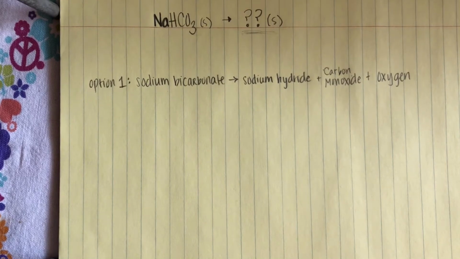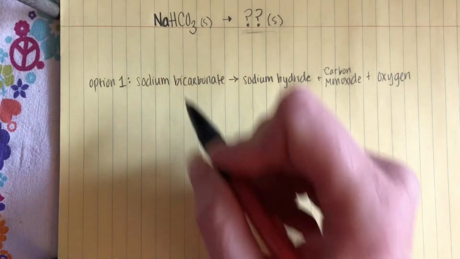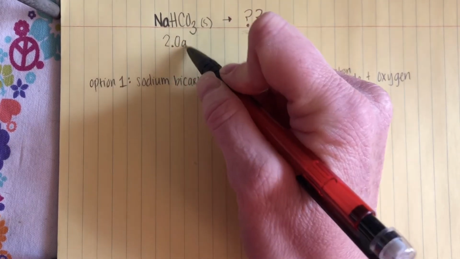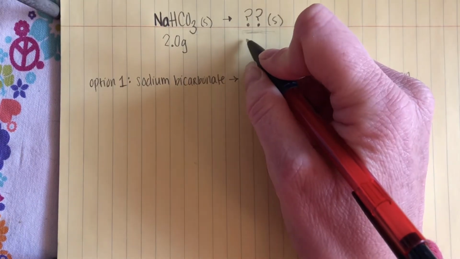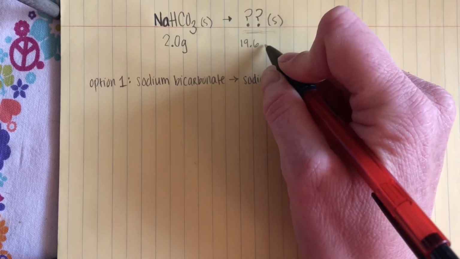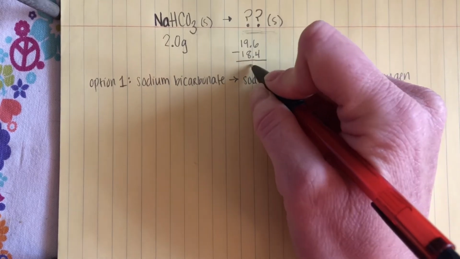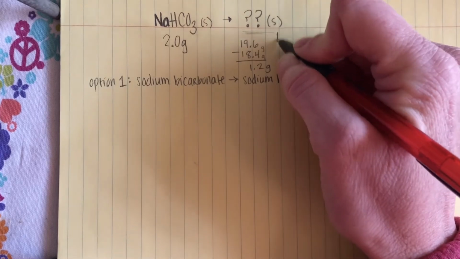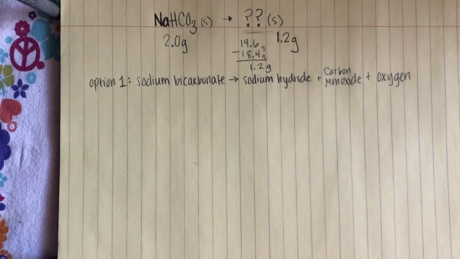I wanted to go through with you now some of the calculations to try to figure out what this all means. So we know we started out with 2 grams of sodium bicarbonate, and we know we ended with 19.6 was the mass of the crucible and the product. We know the mass of the crucible was 18.4, so we know we ended with 1.2 grams of solid product. But we're trying to figure out what that was.